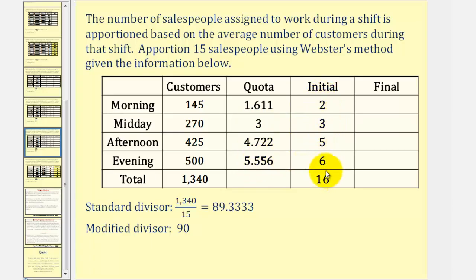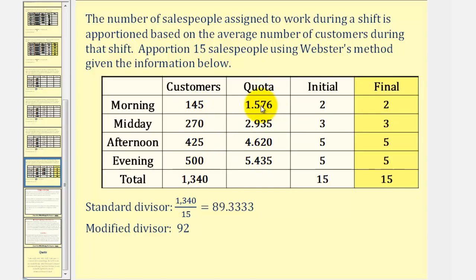But notice how still this sum is 16, it's too high. So again, we have to adjust the divisor, so we'll increase it more. Let's go ahead and increase this to, let's say, 92. Recalculate the quotas by dividing these values here by 92, which are already given here.